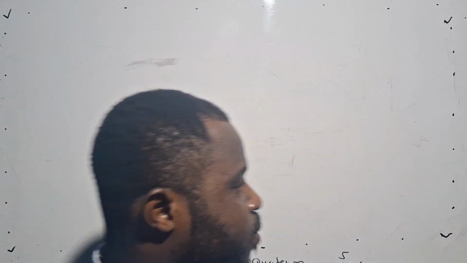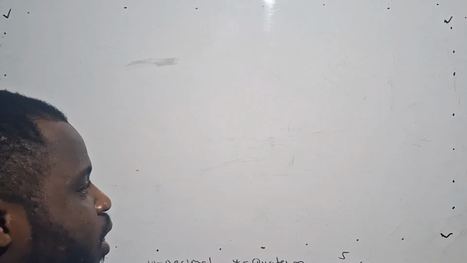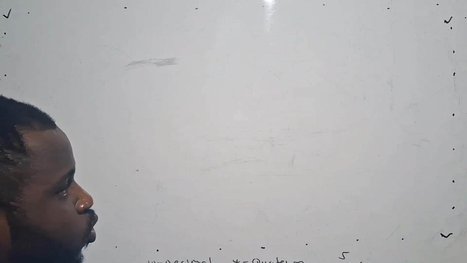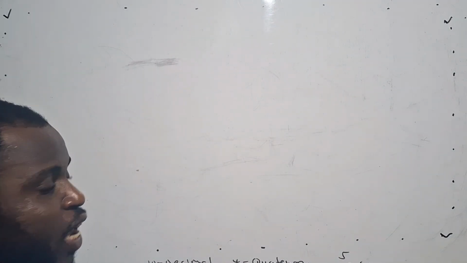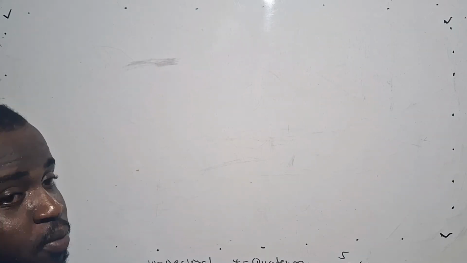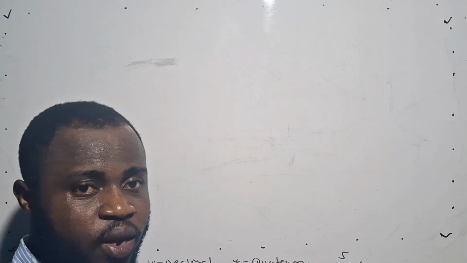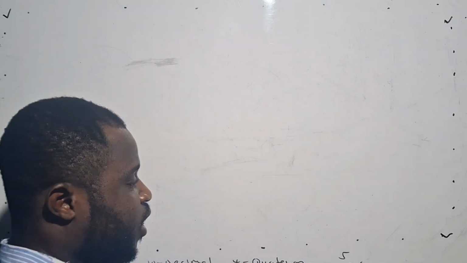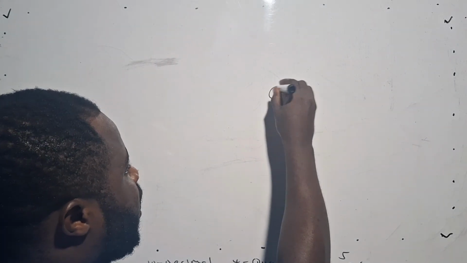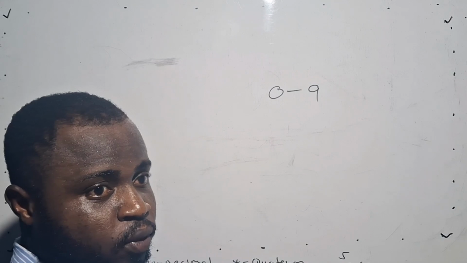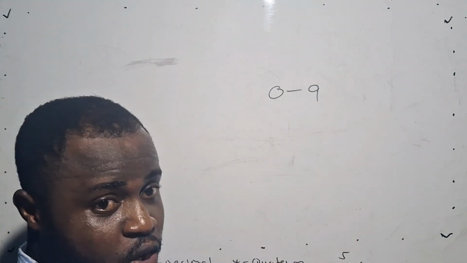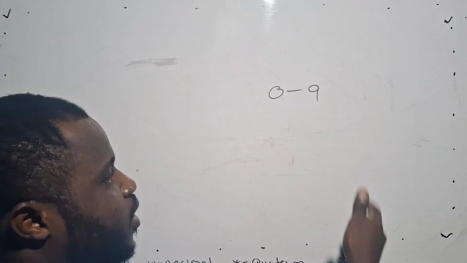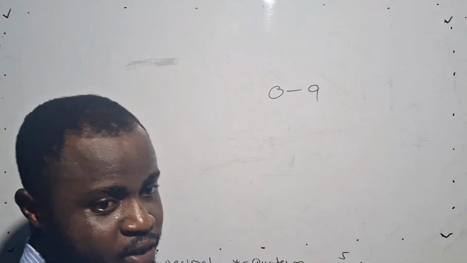Now, what we have to understand is that in numbers we have the Roman numerals and we have the decimal numerals. Decimal numerals are in base 10. In base 10, the numbers we normally use are from 0 to 9. If you want to obtain any other number, we combine one or two of these numbers.